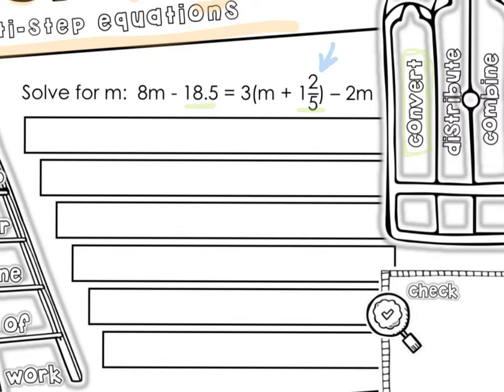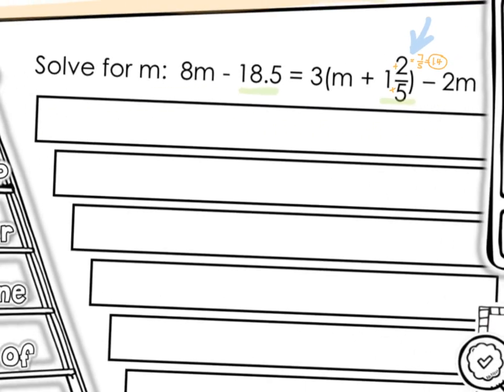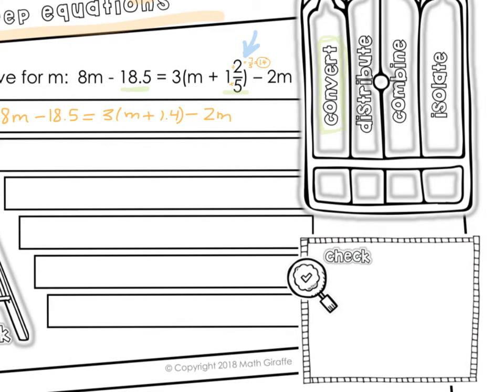So 1 2/5, if I change it to an improper fraction, we multiply 5 times 1 plus 2, and this becomes 7/5. And then it's 7 divided by 5, which equals 1.4. So our converting is done. Let's rewrite this problem with 1.4 as the decimal. I'm going to do that in my first step. I do take the time to rewrite everything. Then if I look at my checklist, I've converted, so we can check that off.